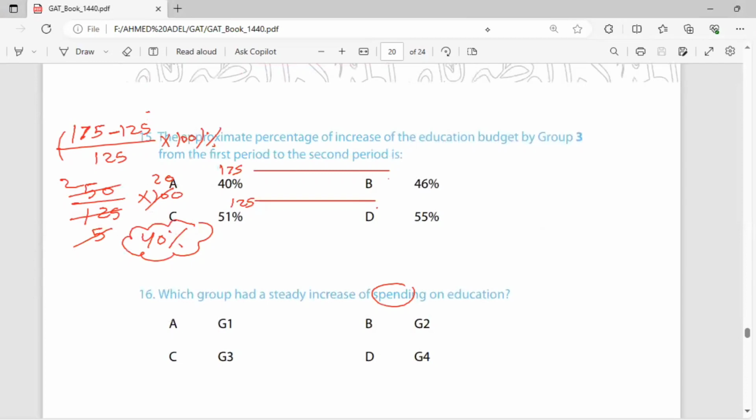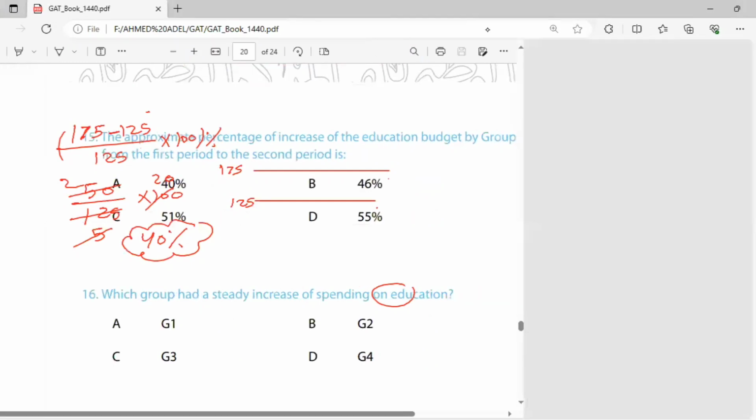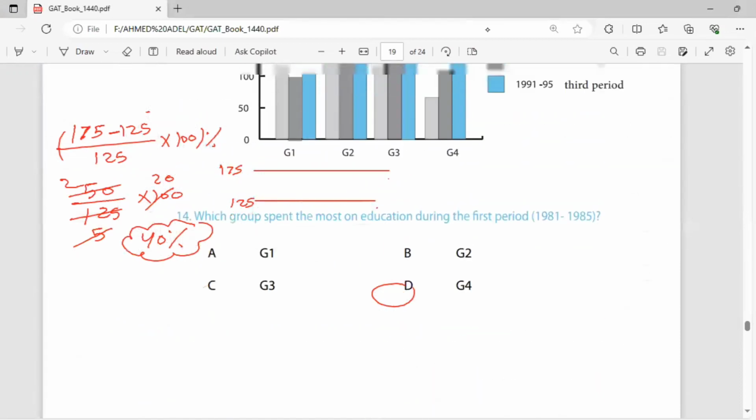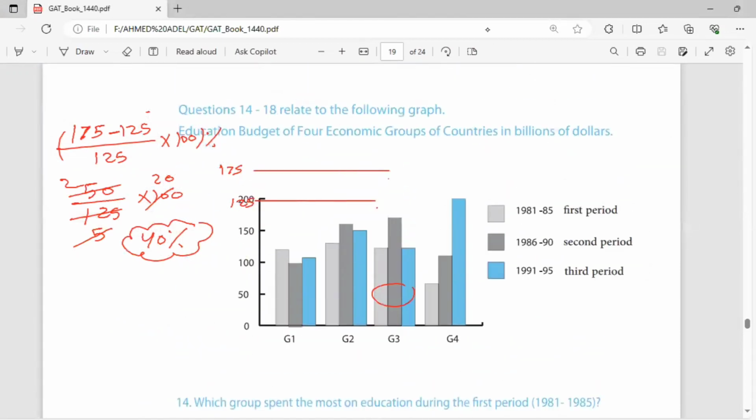Which group had a steady increase in spending on education? Look at the graph again for a steady increase. Look at group 4. You can find that it has had a steady increase, as you see. It's group 4. Next question.